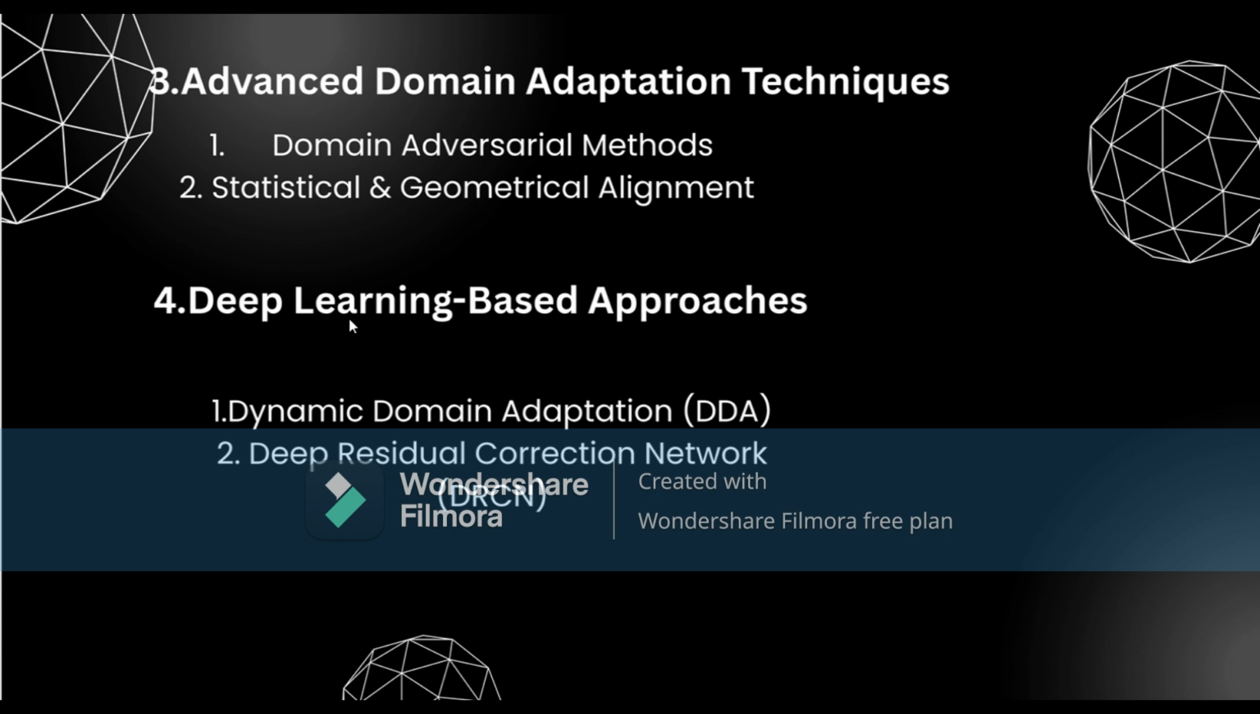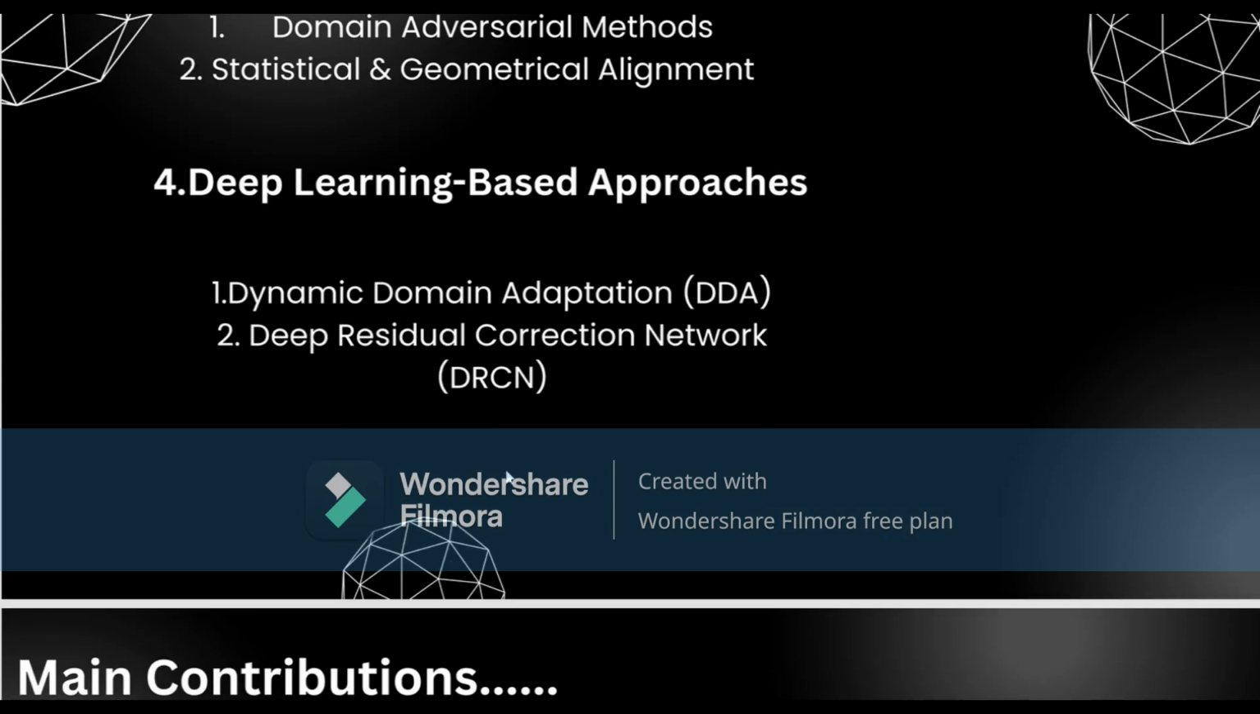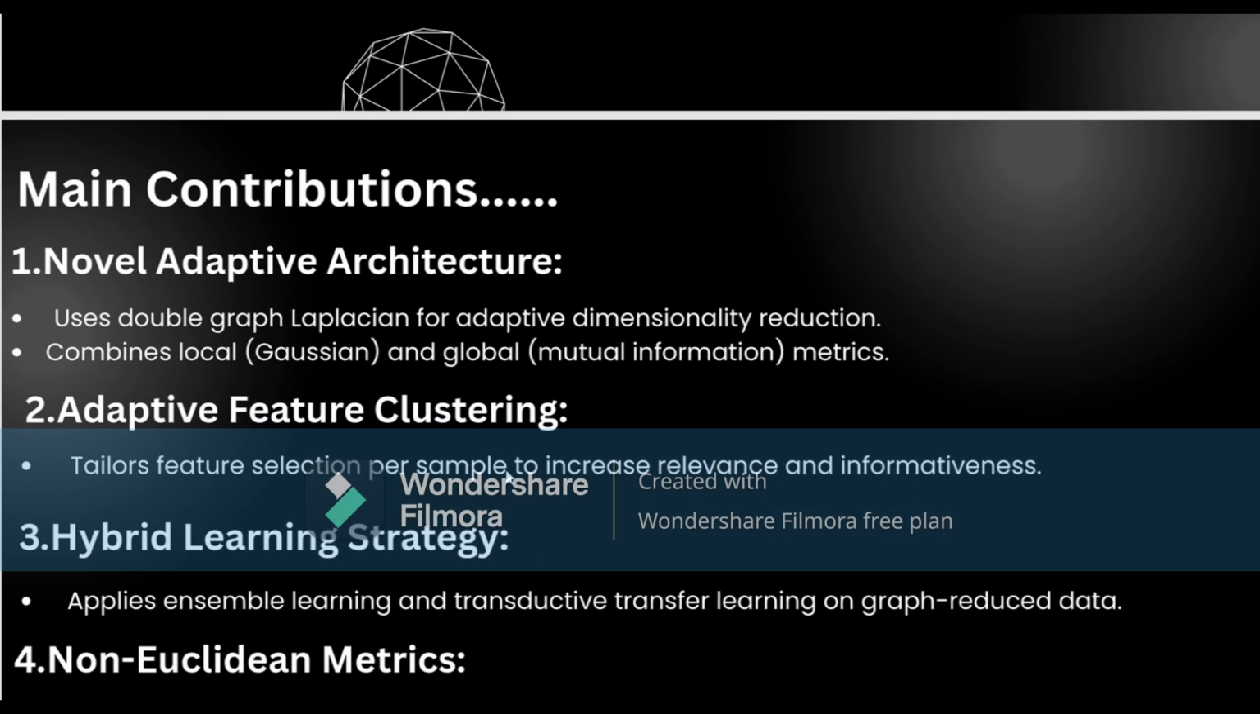Next we'll go through dynamic domain adaptation, which is a deep learning based approach. It weights distribution contributions dynamically. Examples are MDD and DDAN. MDD uses Grassmann manifold for domain adaptation. DDAN is an end-to-end deep network for dynamic alignment. Deep residual correction network uses partial adaptation to match shared classes only. It reduces the influence of irrelevant source classes.